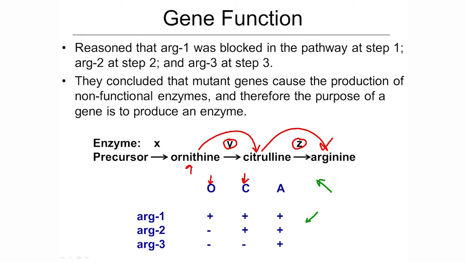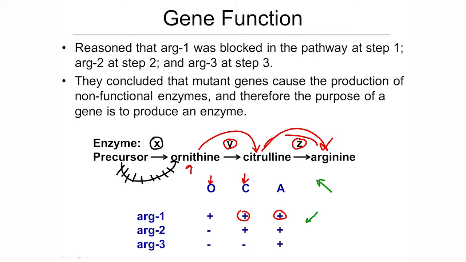If you give it citrulline, it can grow, right? Well, that's because all it has to do is that last step. And of course, if you give it arginine, that doesn't really give you a lot of information. So what they reasoned was that the reason the Arg-1 mutant was an auxotroph, Arg-, was because it had a problem with this enzyme X. In other words, I'll sort of draw lines through it, it looks a bit odd, but that means that's the reaction it cannot perform. It can't get the precursor and turn it into ornithine.